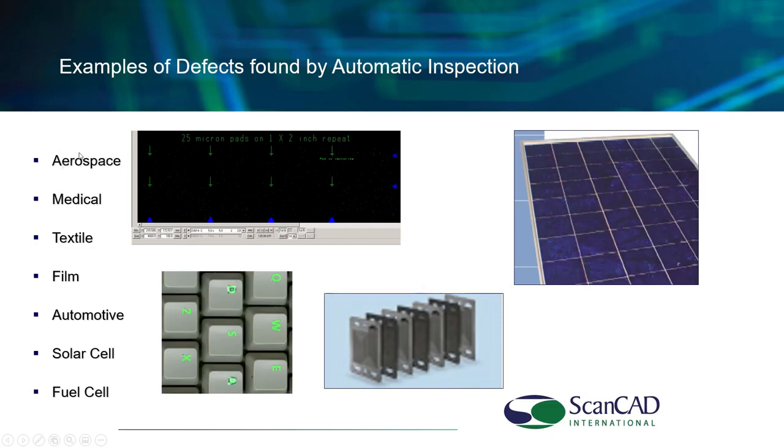So yes, applications in aerospace, medical, textile, film, automotive, solar cell, fuel cell. It is a true multi-purpose system. The same system that works in one industry will work in another. In the film industry, for example, Kodak film. Kodak uses this ScanINSPECT system to inspect all film at the time of manufacture, both in the US and in China today. Film is manufactured in 5-kilometer long rolls.